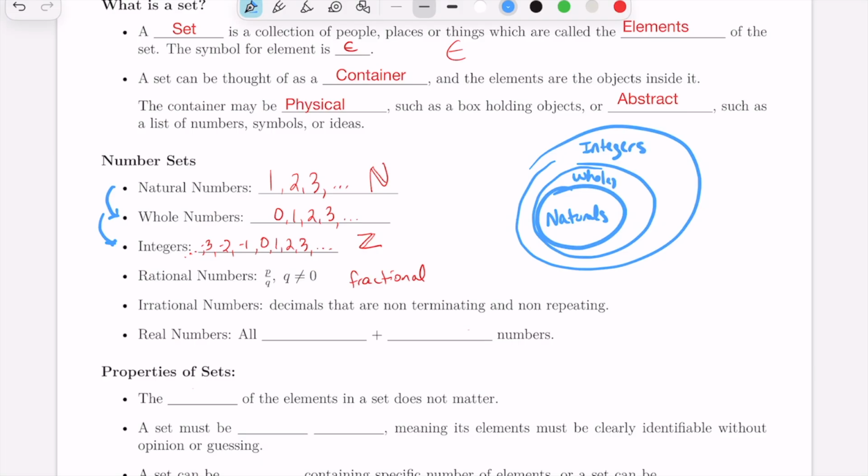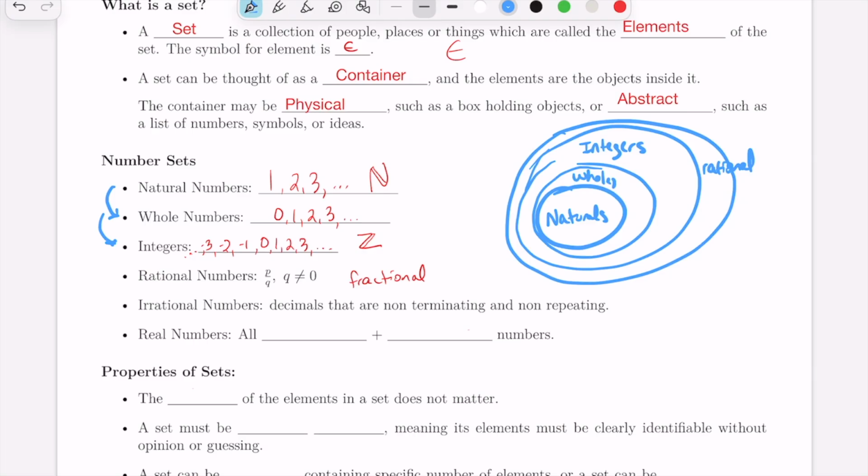All of the whole numbers are completely contained within the integers. It's just that they have more. It's all of the whole numbers and all of the opposites. And then we also have all of the rational numbers. Any number that can be written as a fraction is rational. So rationals contain all of the integers along with all of those other ones.